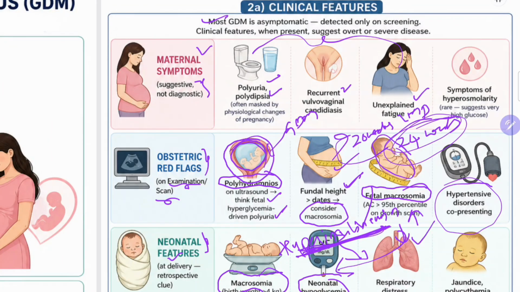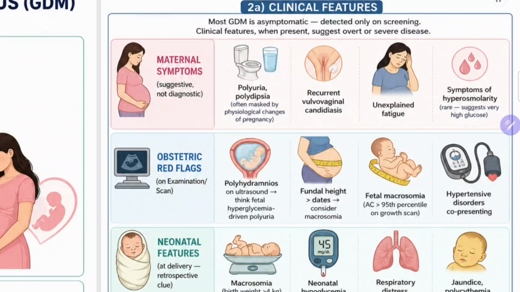And a neonate who develops respiratory distress syndrome, or a neonate who develops jaundice and polycythemia. So all these are features. So abnormal jaundice and polycythemia, respiratory distress, neonatal hypoglycemia, macrosomia. So all these important features point towards gestational diabetes mellitus: jaundice, polycythemia, macrosomia, neonatal hypoglycemia, and respiratory distress. Okay.